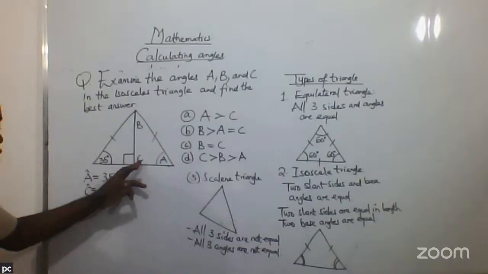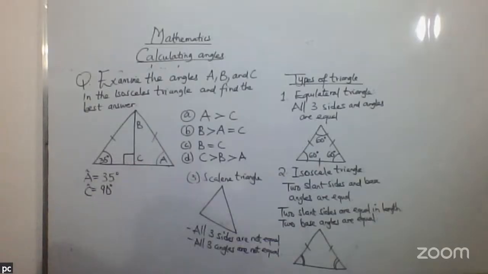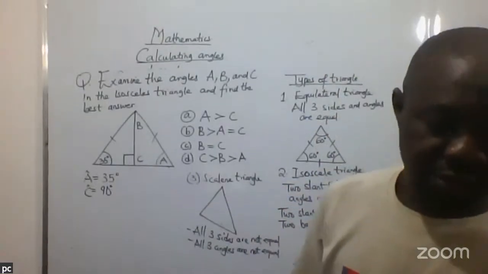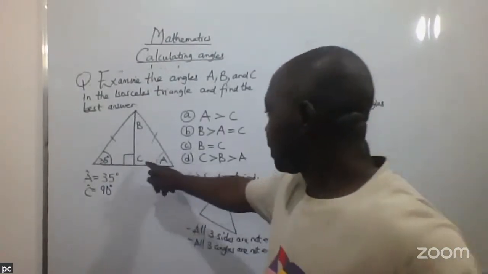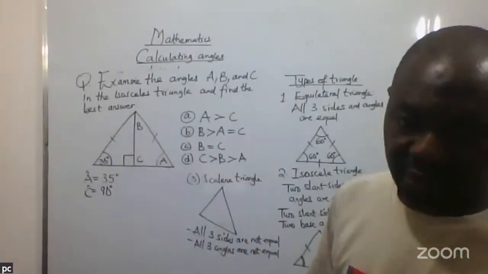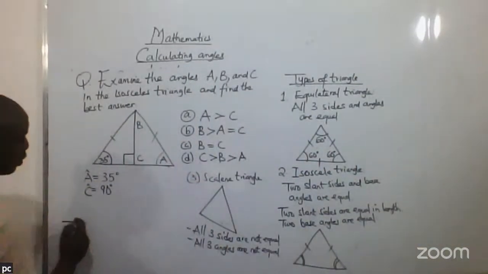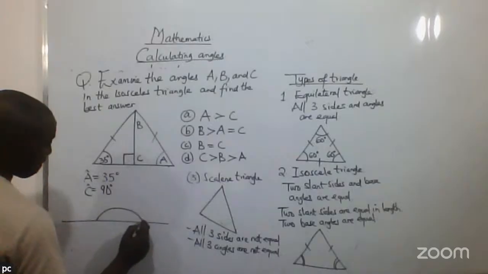Now we say angle C equals 90 degrees. Can you tell me your reason why this angle will be 90 degrees? Because that side of the triangle is... No, that's not the reason. Listen.